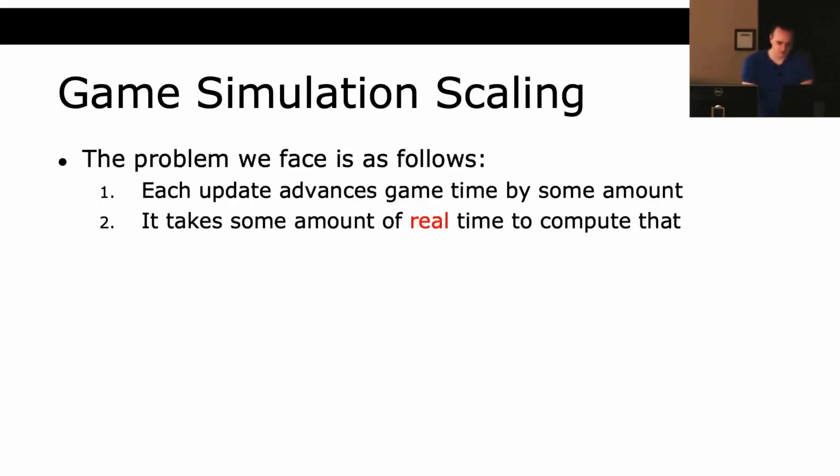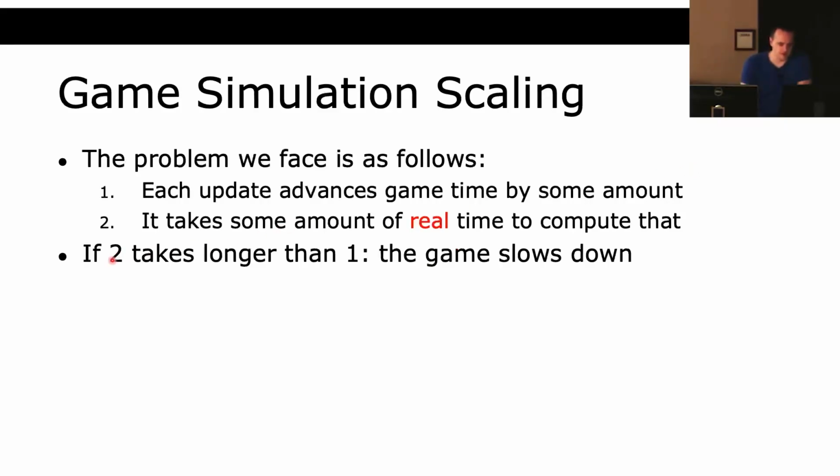So one is called game simulation scaling. The problem we face is the following, and this is a bit of a repeat. Each update advances the game time by some amount, right? It takes some amount of real time to compute that. If update 2 takes longer than update 1, then the game slows down. And ideally, we don't want the game to slow down.